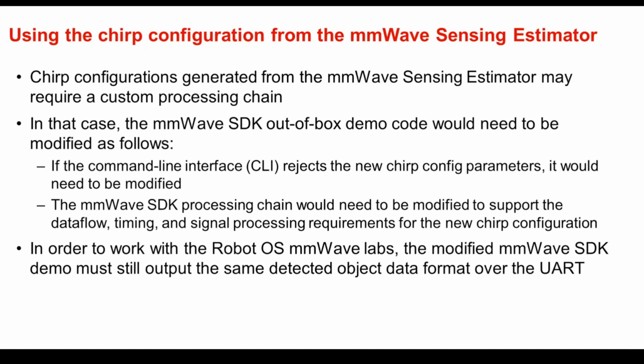Second, the mmWave SDK processing chain would need to be modified to support the data flow, timing, and signal processing requirements for the new chirp configuration. In order to work with the RobotOS mmWave labs, the modified mmWave SDK demo must still output the same detected object data format over the UART.